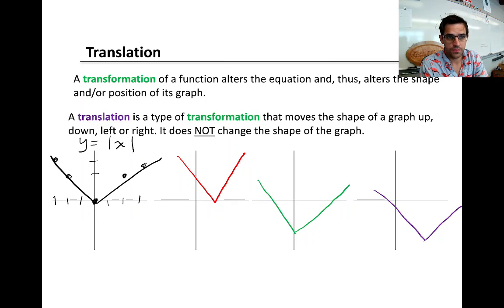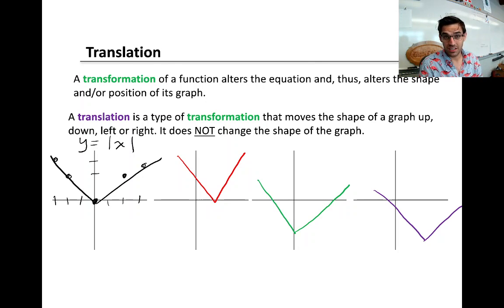So, translations. A transformation of a function alters the equation and thus alters the shape or position of the graph of the function. If I have, for example, an absolute value function, the graph would be a V, and a transformation is something that alters that V, whether it compresses it, stretches it, moves it up, down, left, right, or flips it over. Any of those would count as a transformation.